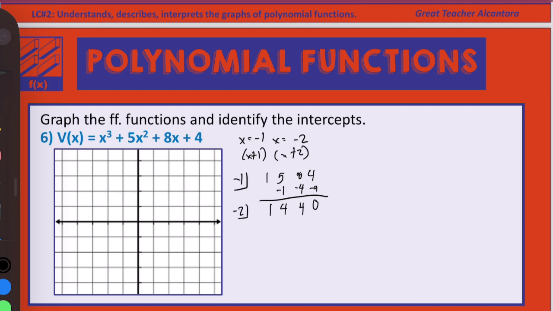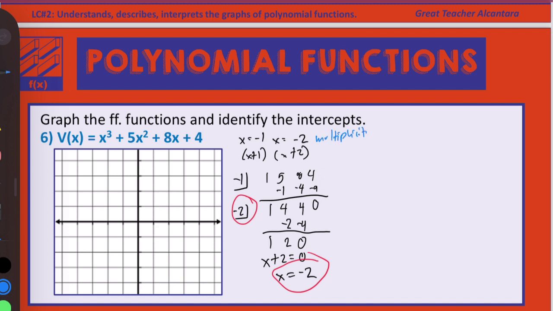Let's now try to use negative 2. And again, that can be factored if you want to. You'll have 1 times negative 2, positive 2, negative 4, 0. So this means you'll have x plus 2 equal to 0, or x equal to negative 2. As you can notice again, there is a repetition of negative 2. That implies that there is a multiplicity for negative 2. So that's what we need to take note of in this example.